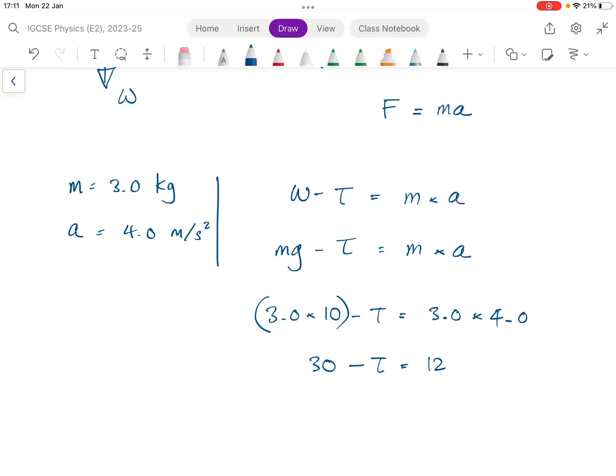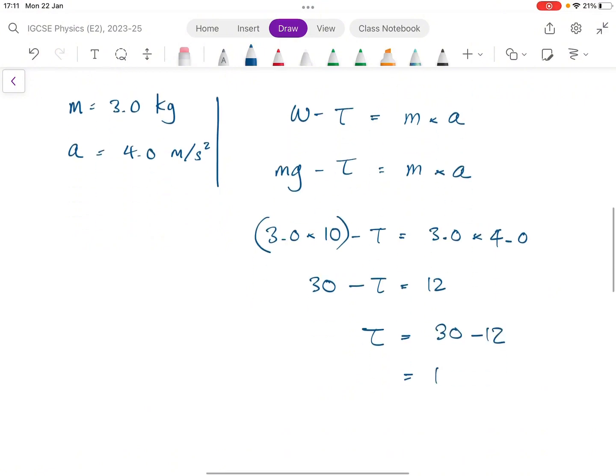So the tension, solving for T, is simply going to be 30 minus 12, or 18 newtons. I hope that helps.